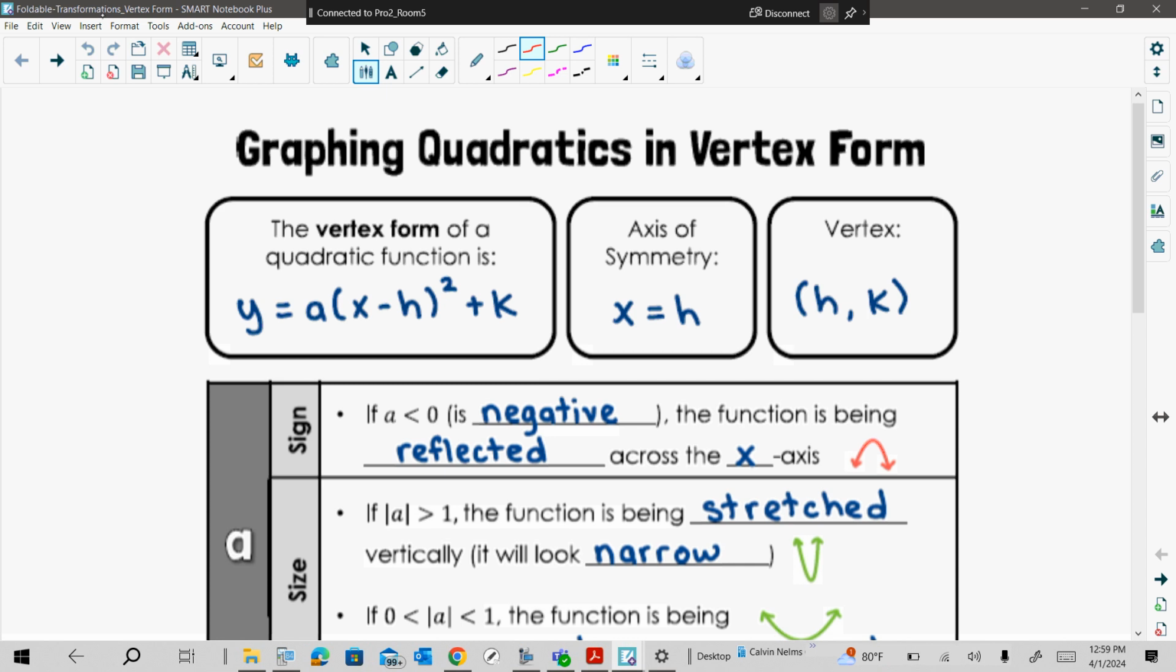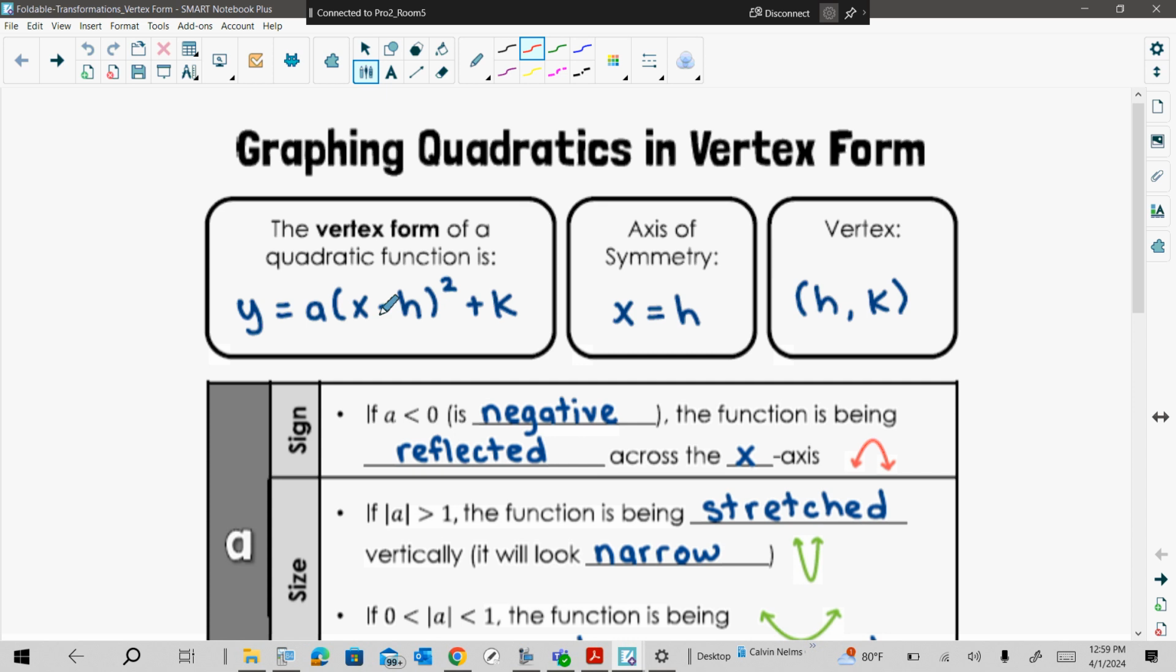Vertex form is basically just, and I need to get my pencil, but there it is. This form right here is the vertex form. We've been using standard form, okay? It's just another form, a way of writing an equation that is a U shape. That's what we've been doing, okay?